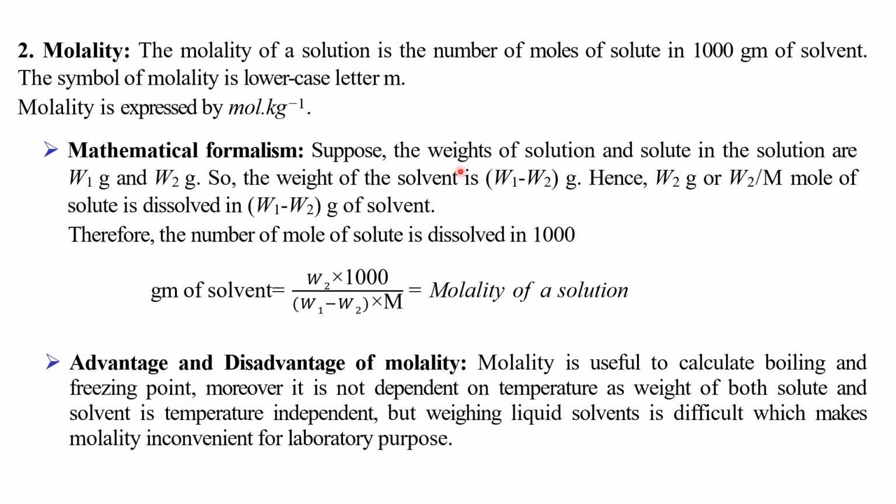Suppose the weights of the solution and the solute in the solution are W1 gram and W2 gram. So the weight of the solvent is W1 minus W2 gram. Hence, W2 by m is the number of moles, where m is the molar mass of the solute. The solute is dissolved in W1 minus W2 gram of solvent. Therefore, the number of moles of solute dissolved in 1000 gram of solvent is W2 times 1000 by W1 minus W2 times m, or the molality of the solution.